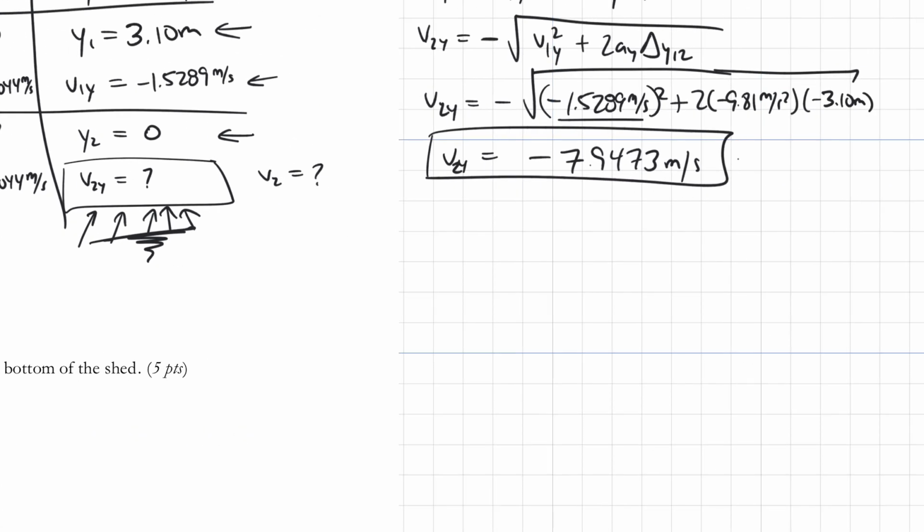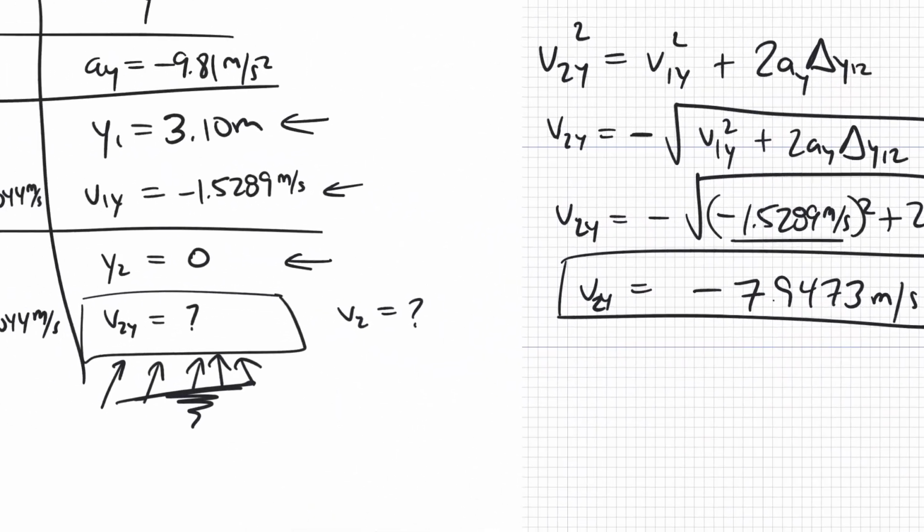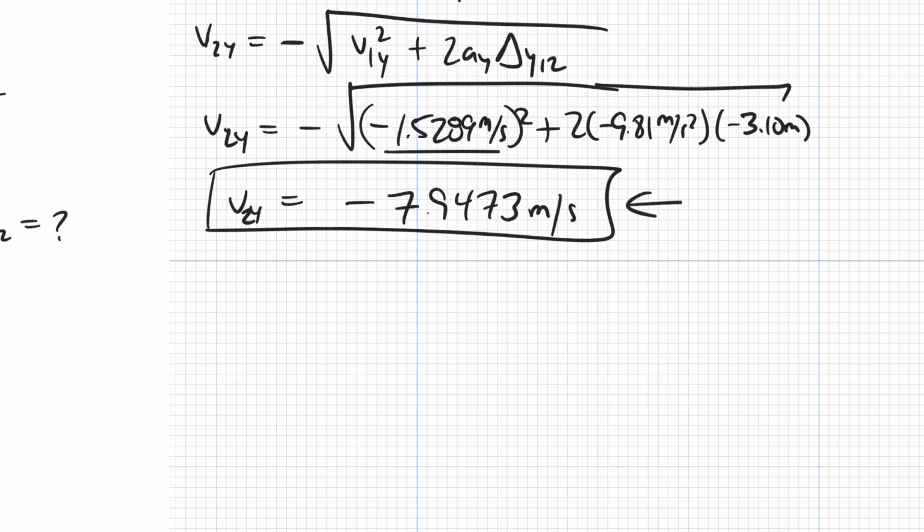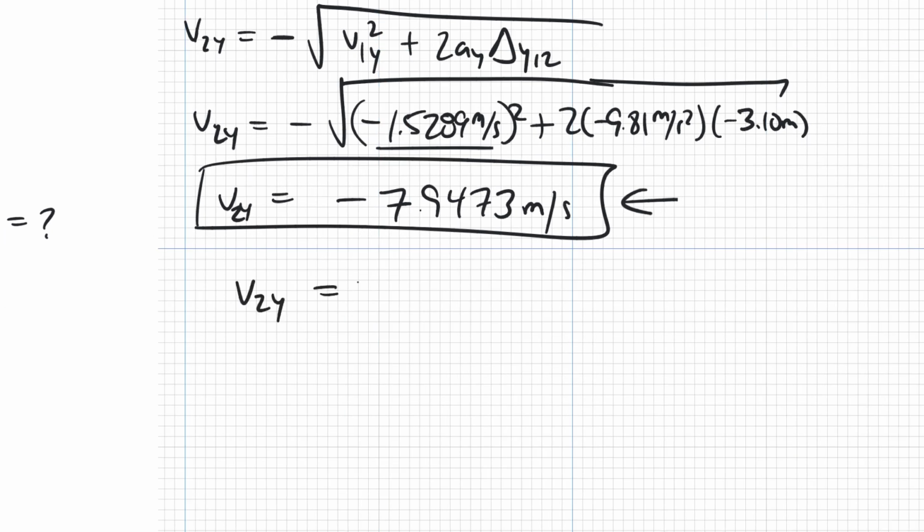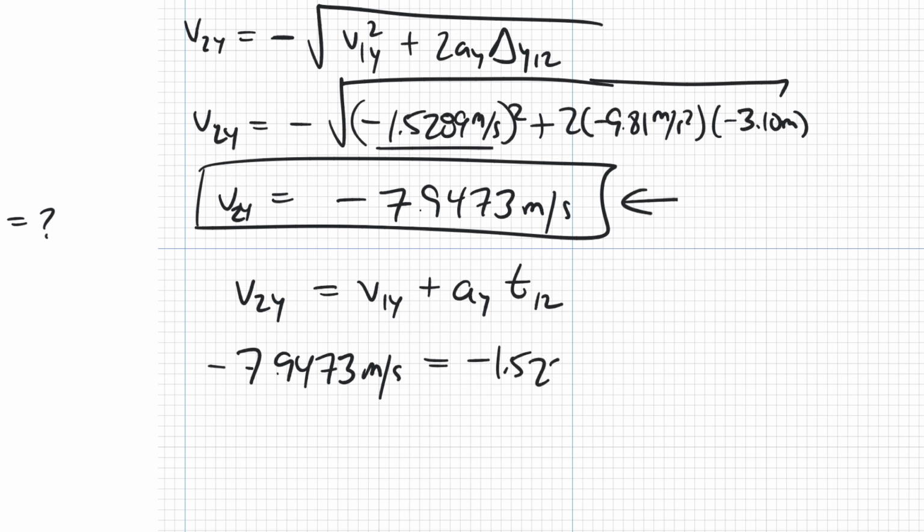Okay, now what? The whole reason we got this was because we wanted time, right? So to get time, we've got an initial velocity, a final velocity, and an acceleration, so we're going to say V2y equals V1y plus AY times t. Okay, and that time is from 1 to 2. So V2y is negative 7.9473 meters per second equals V1y, which is negative 1.5289 meters per second, plus the AY, well, we know that, it's negative 9.81 meters per second squared, and time.